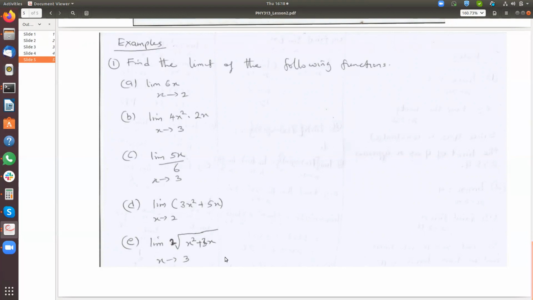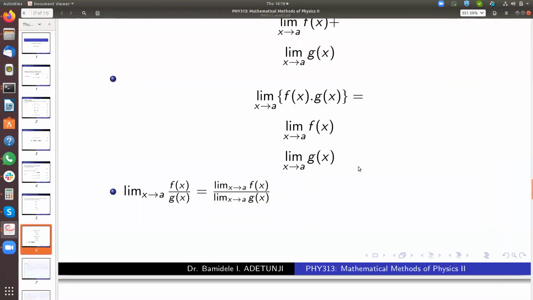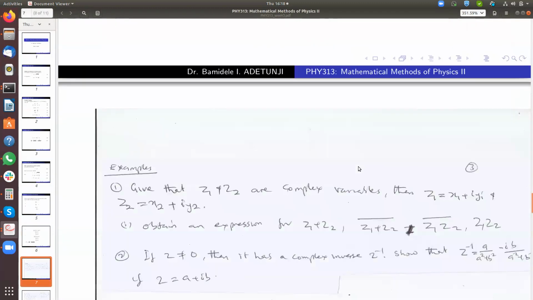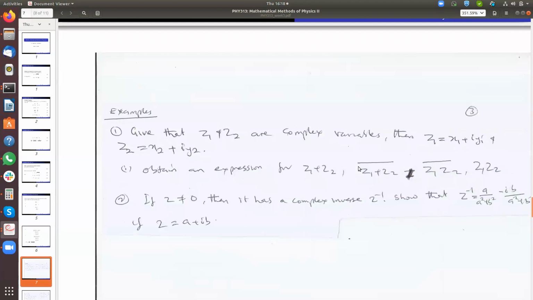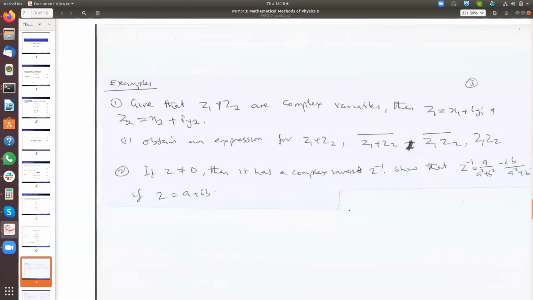You are expected to solve these 5 problems using the rules that we have just discussed, about 9 or 10 rules that I just gave you. Apply them to solve these problems. Once you are able to do that, then you are confident enough that you can solve problems that have to do with limits. Any question on that? Okay, fine. Now, let's look at another example as regards what we have discussed.